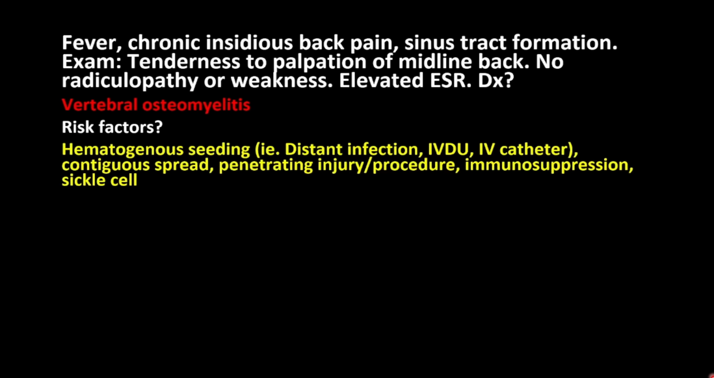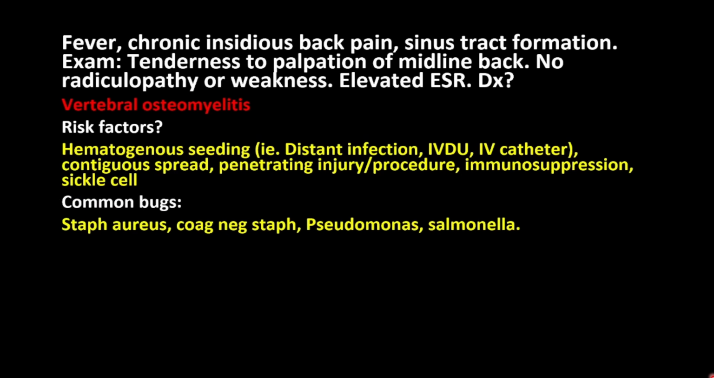Risk factors, so I'll just quickly go over these: hematogenous seeding, contiguous spread, any penetrating injury, immunosuppression, and also sickle cell, because you can get vasoconstriction and ischemia, which predisposes to osteomyelitis. Some common bugs, just like with any infection, Staph aureus, but also coag-negative staph, Pseudomonas, and Salmonella.